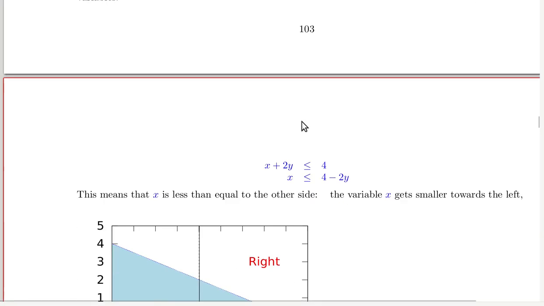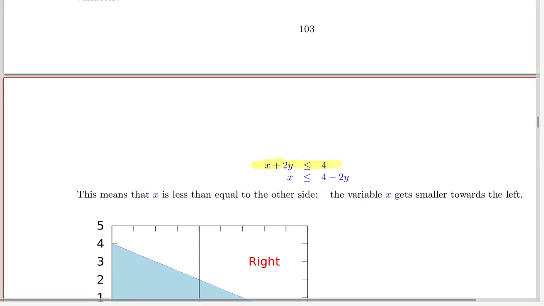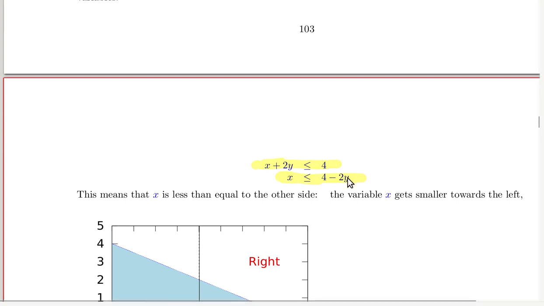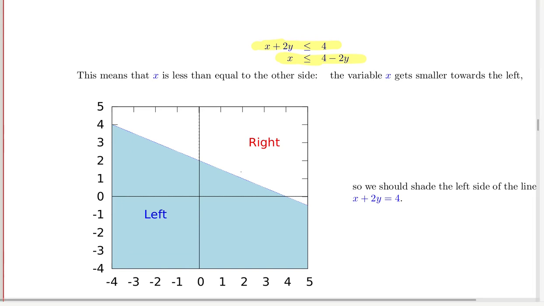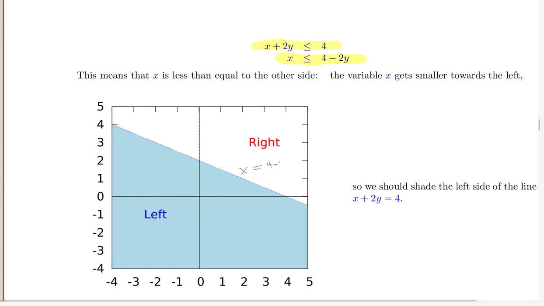Another way to do it, though, is you could just solve the inequality for one of the variables. So what you could do is, here's the original inequality. We could solve for x, for example. x is less than or equal to 4 minus 2y. Now, this actually gives us the solution because we know that when x is equal to 4 minus 2y, we're on that line. So this line here is the line where x equals 4 minus 2y.